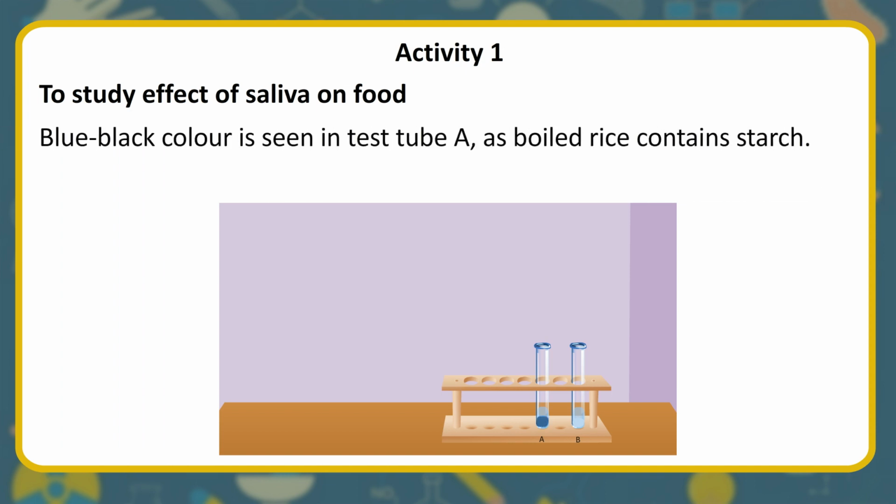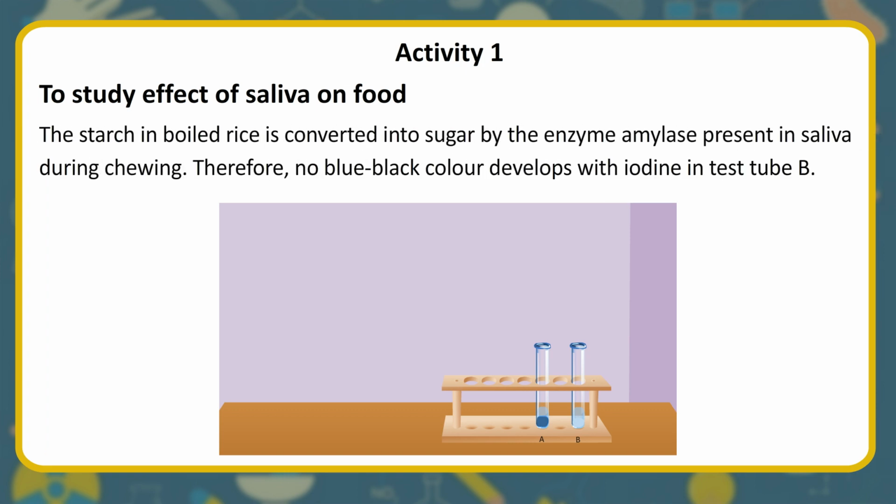Blue-black color is seen in test tube A, as boiled rice contains starch. The starch in boiled rice is converted into sugar by the enzyme amylase present in saliva during chewing. Therefore, no blue-black color develops with iodine in test tube B.